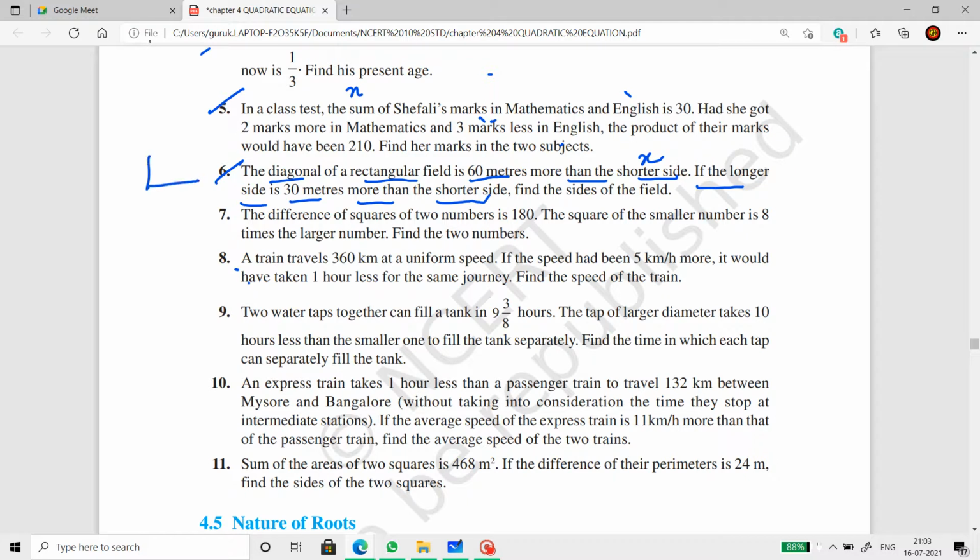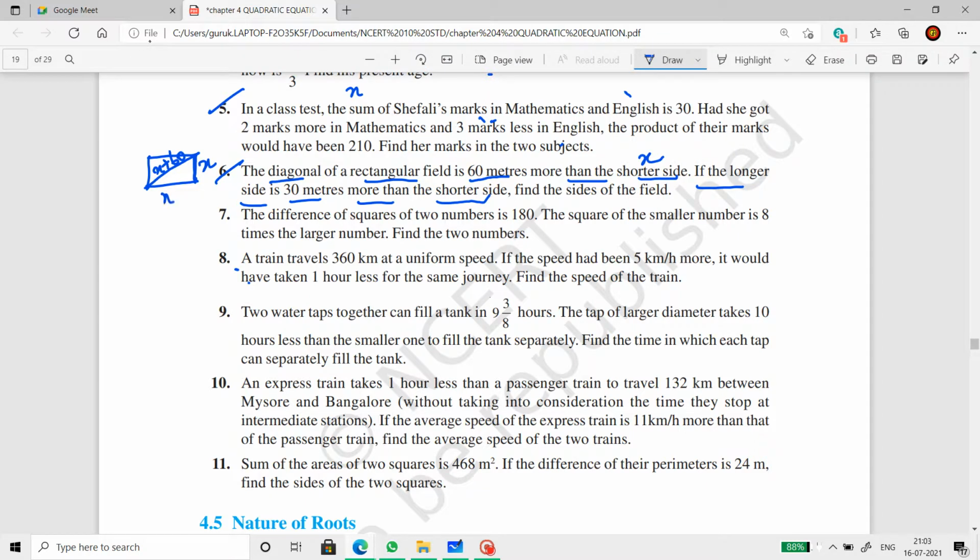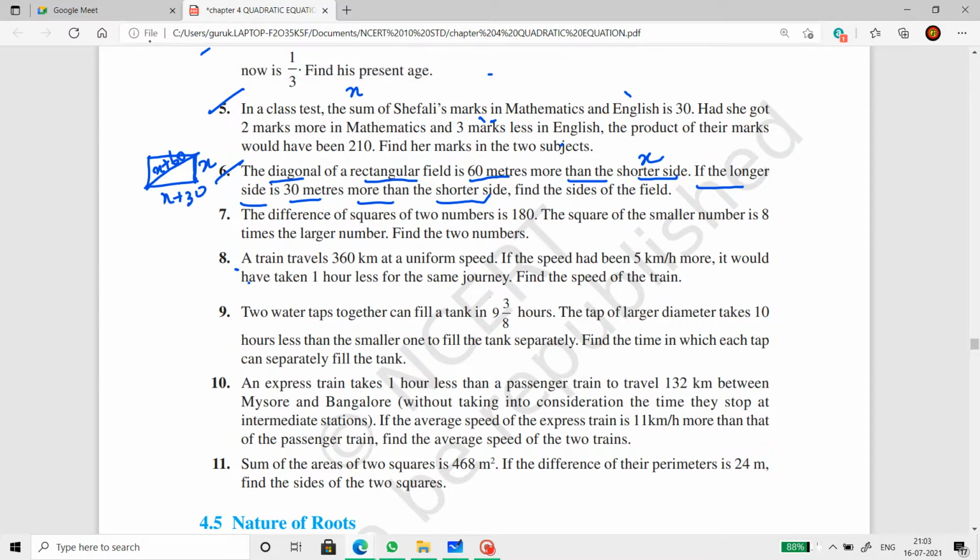So roughly let's draw a rectangle first to understand the figure. Join the diagonal. I'm going to assume this as my shortest side. So if this is the shortest side and that is x, the diagonal according to the question is x plus 60. The longest side, which is this, is x plus 30. They want us to find the sides of the field. So that means they want us to find x plus 30 and x value.